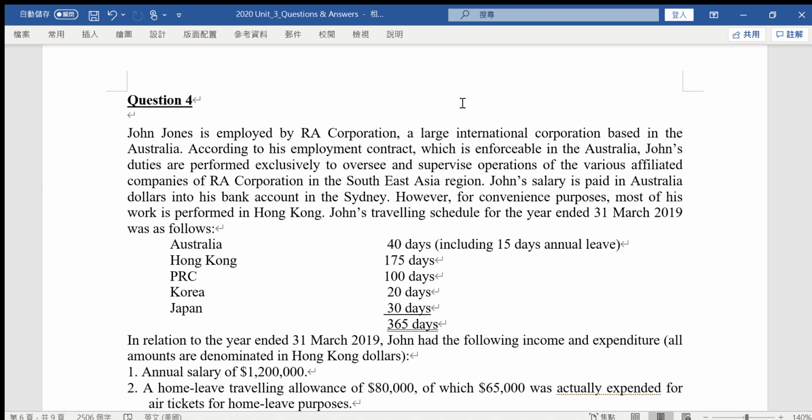After you have discussed all that, you need to discuss the 60-day rule and the exemption rule. And it seems that in the year he came to Hong Kong, he stayed 175 days in total. Okay, that's why he cannot enjoy any full exemption, and we will apply the time apportionment approach to determine the amount, right? Okay, that's why you have discussed all that.